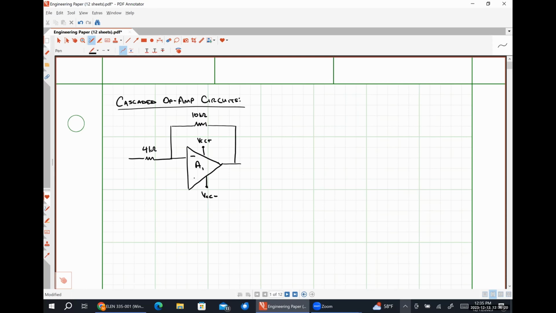This will be our negative. This will be our positive. Let's make this ground for the sake of argument. Let's apply a simple DC input voltage here just because we're seeing what happens at 3 volts. Okay. And then over here, let's have a 2 kilo ohm resistor.